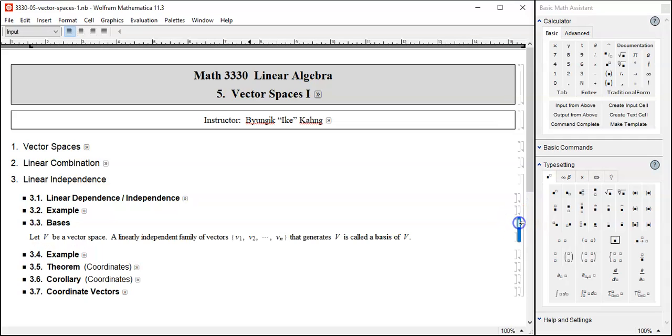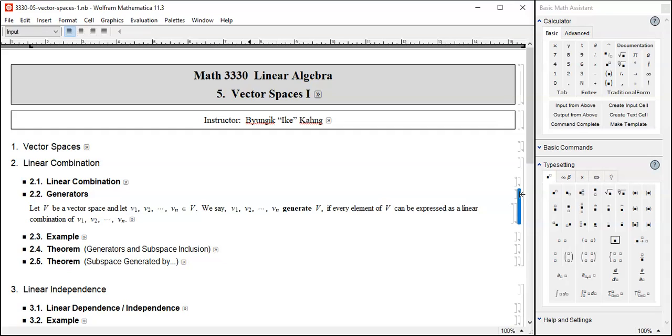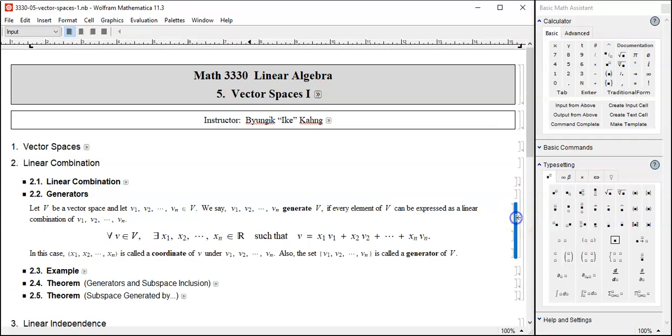Bases. Let V be a vector space. A linearly independent family of vectors v1, v2 all the way to vn that also generate the vector space V is called a basis. We talked about generators previously. A set of vectors v1 through vn generate V, or those are the generators, if every element of vector space V, or every vector, can be expressed as a linear combination. You see? Every vector can be expressed as a linear combination.